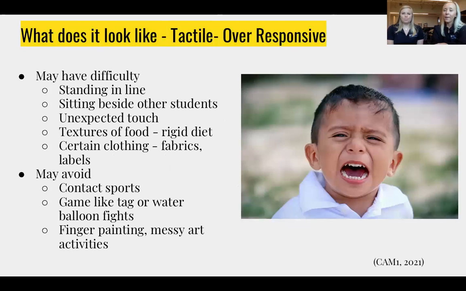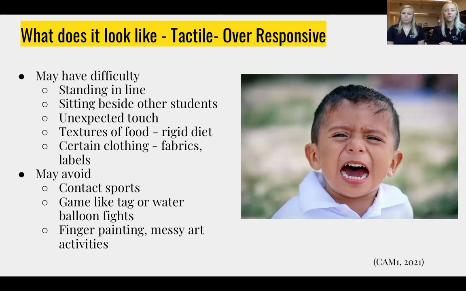So now we're going to go back over our terms. So, over-responsive. This child is going to be overly sensitive to touch and tactile input, and they're going to avoid certain situations. They may have difficulty standing in line with peers to go into the lunchroom or sitting beside other students, and unexpected touch. That was really going to throw them off. Textures of food, so they may have a limited diet.